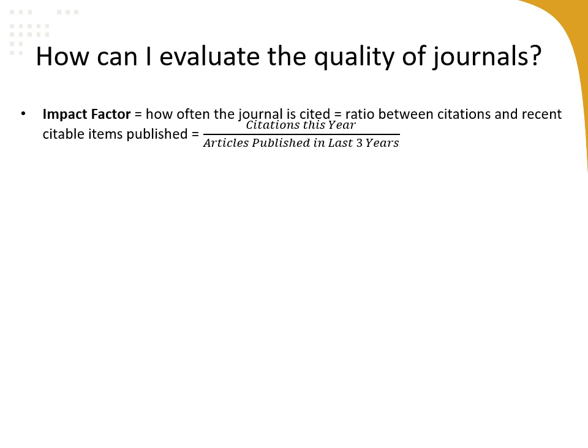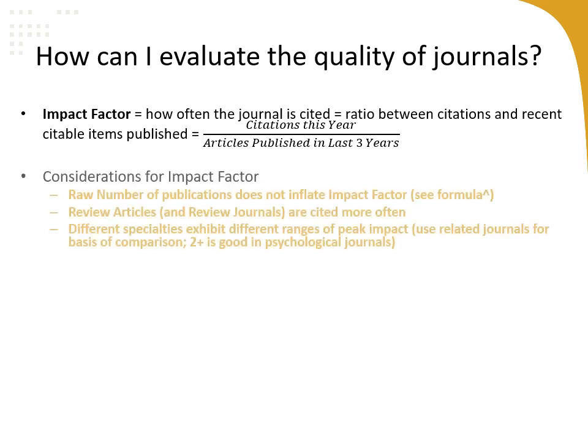So the way that we measure impact is called an impact factor, and it's a numerical ratio that tells you how many citations the articles had versus how many articles they've published. If a journal has a high impact factor, that means other studies are citing the articles published in that journal more than those in other journals.